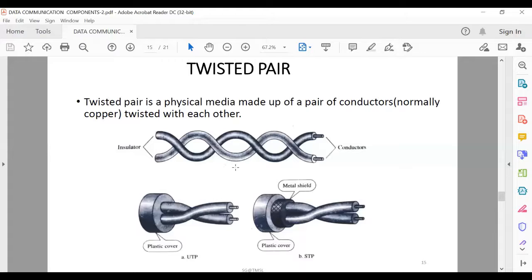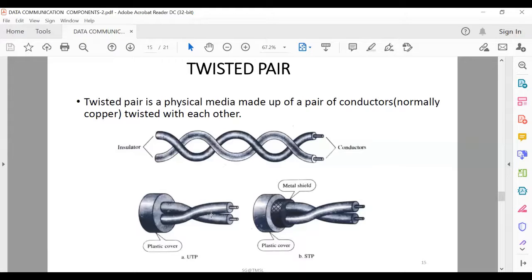The degree of reduction in noise interference is determined by the number of turns per foot, and increasing the number of turns per foot decreases the noise interference. So this is the figure of unshielded twisted pair, or UTP. It consists of two copper wires where each wire is separately encapsulated in PVC, polyvinyl chloride insulation.